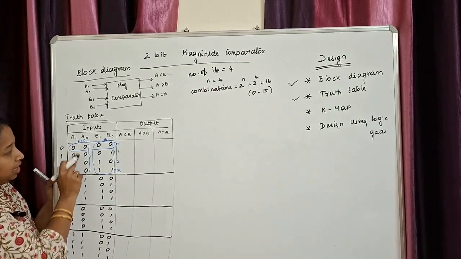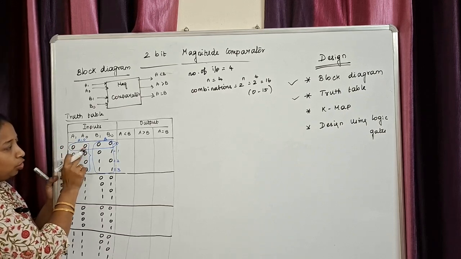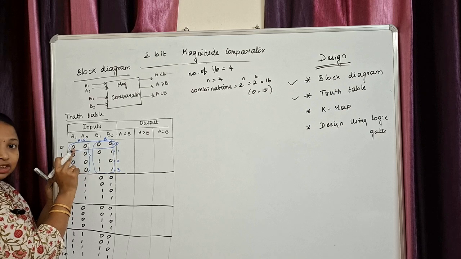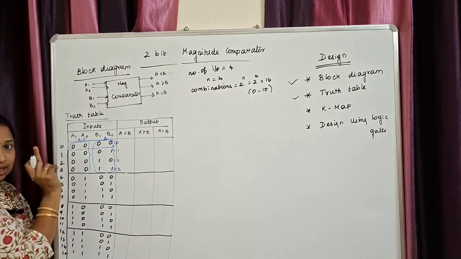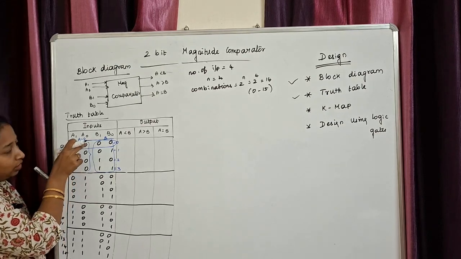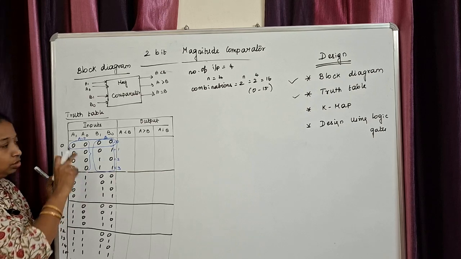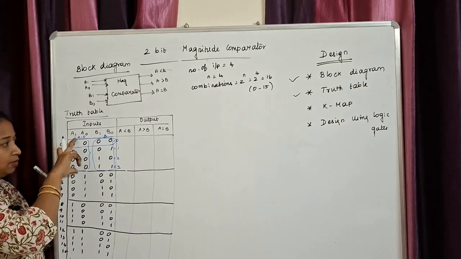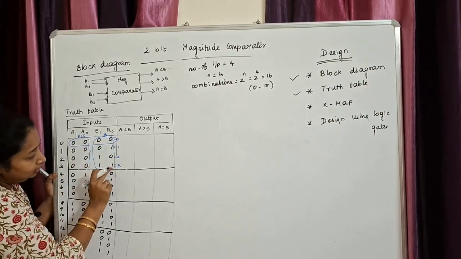This combination, A equal to 0. How did I assume? I have taken A1 and A0, both the combinations together. Assume these two numbers as a single number. 0, 0. What is the equivalent decimal for 0, 0? It is 0. That is what I have written here. So for this entire A1 and A0, it is 0, 0. So together I have taken A as 0 for this particular block alone.